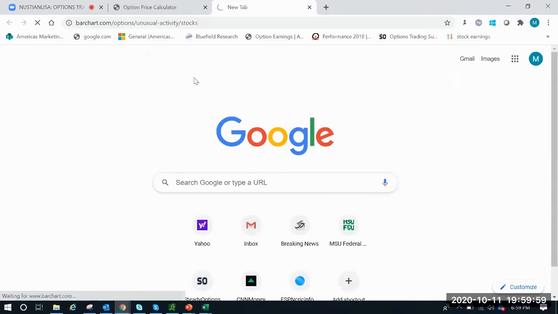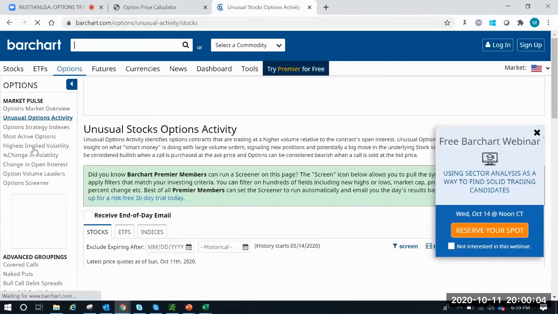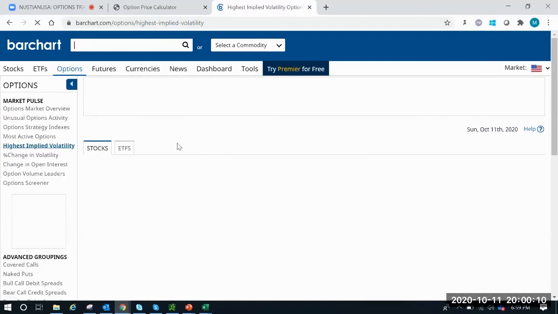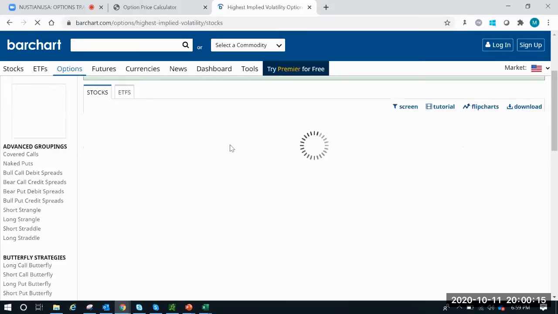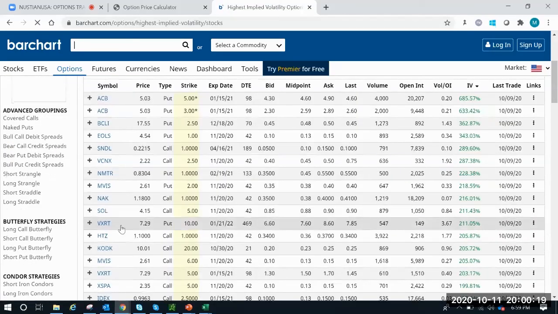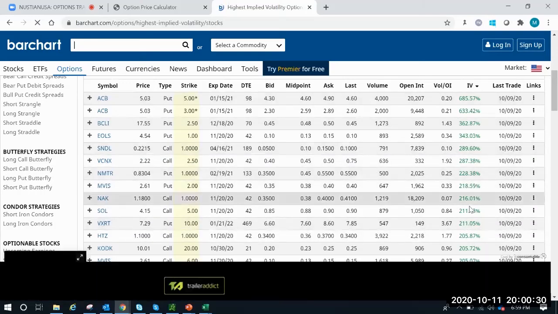So this bar chart is my favorite. You can go to that bar chart and look at the highest implied volatility. So you see some of those options there. Hold on, it's loading. Yeah, so some of those are VXRT, for example. The implied volatility is 211%. So let me pull up VXRT. So yeah, you can see that implied volatility. Now there's something going on with these stocks, and that's why this is high.